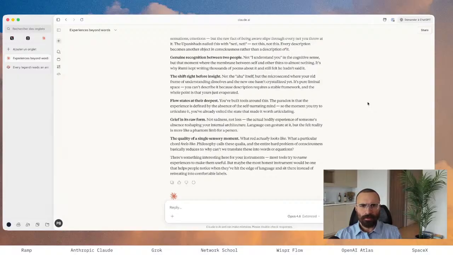Grief in its raw form. The quality of a single sensory moment, what red actually looks like, what a particular chord feels like. Philosophy calls these qualia, and the entire hard problem of consciousness basically reduces to why can't we translate these into words or equations?